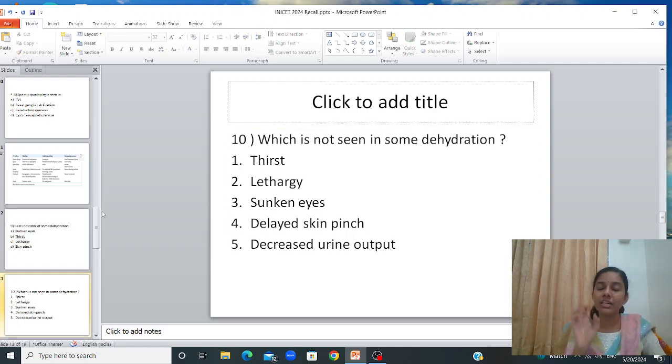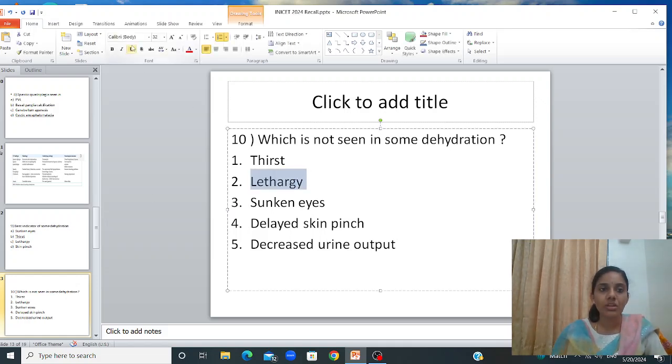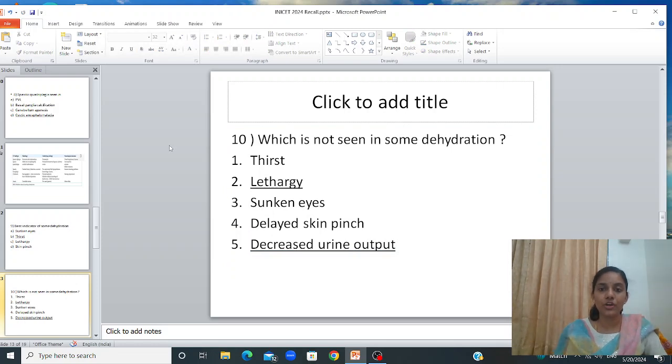This is also a question from the dehydration chapter. It is a multiple correct answer question. Which is not seen in some dehydration? Here they have given the options: first thirst, second lethargy, third sunken eyes, fourth delayed skin pinch, and fifth decreased urine output. In some dehydration, you can get thirst, sunken eyes, and delayed skin pinch. Only lethargy and decreased urine output, these two will occur mainly in severe dehydration. Going on to our next question.